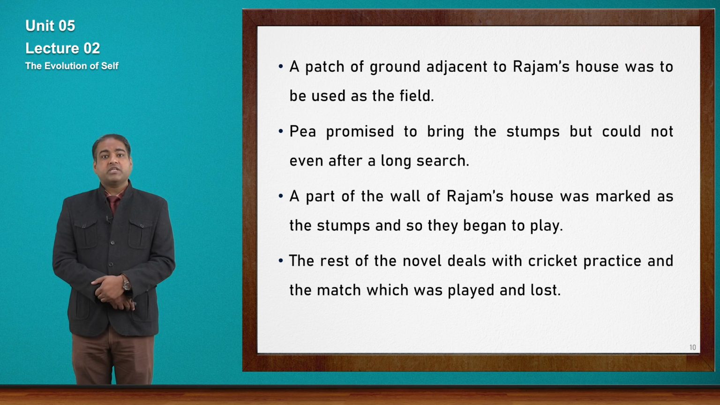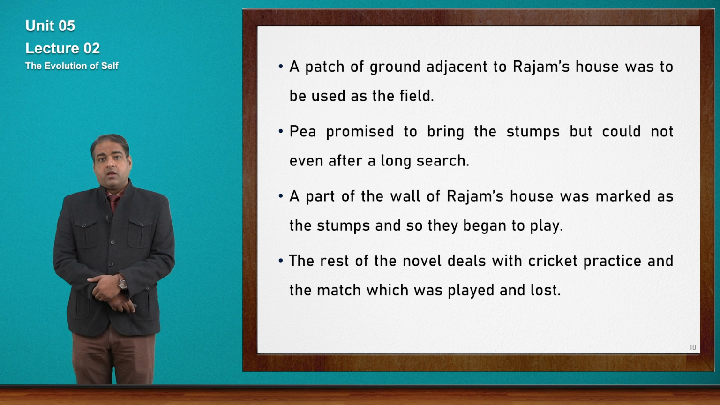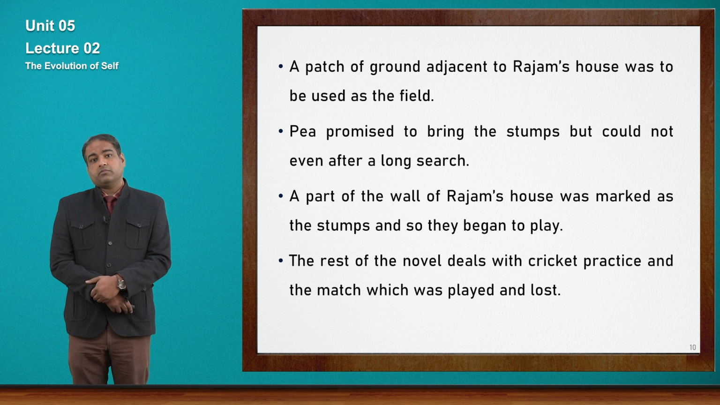Ultimately the boys had to play; they had no choice. So what did they do? They drew three stumps on the wall of Rajam's house and started playing. "The rest of the novel deals with cricket practice and the match which was played and lost."